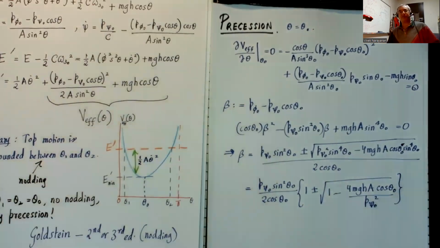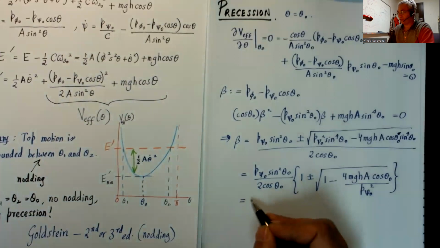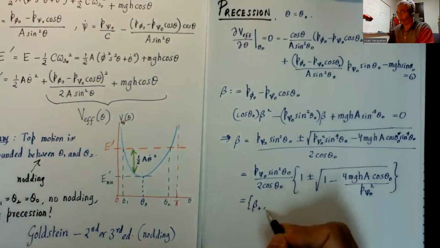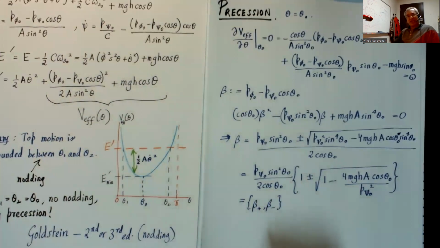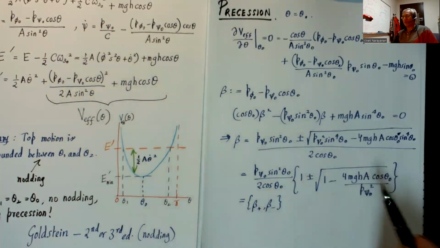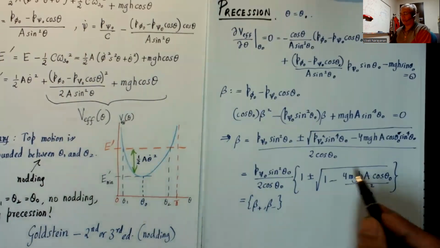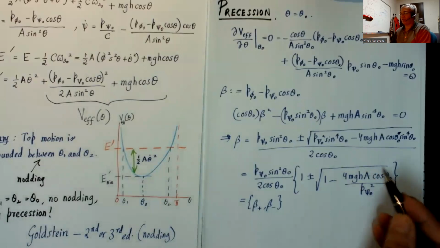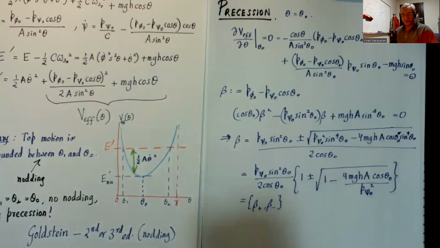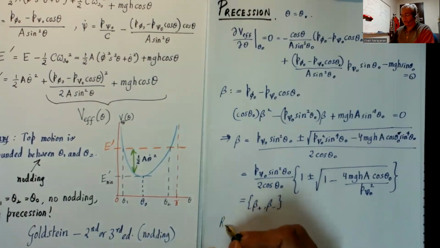Okay, so that gives us two roots. I'm going to call these two roots beta plus and beta minus. Now, for beta to be a real thing, this quantity had better be bigger than 0. So that's an amazing condition. We are going to demand that this quantity be bigger than 0, which means that p psi naught must be bigger than the numerator. So the condition of reality, I'll call it reality.